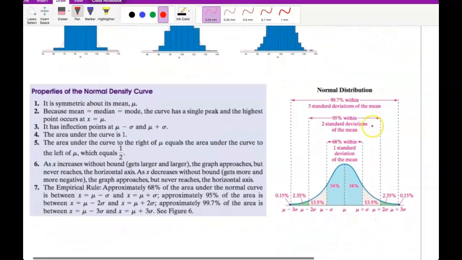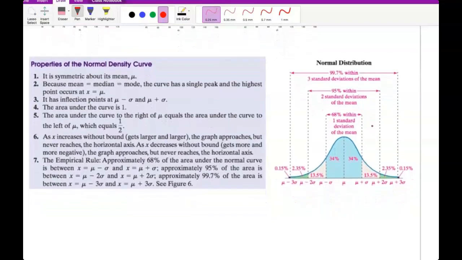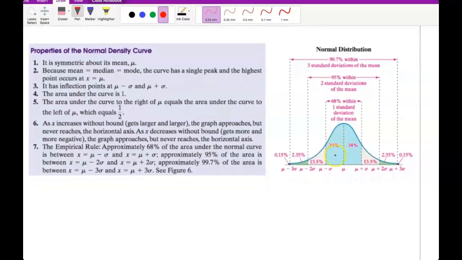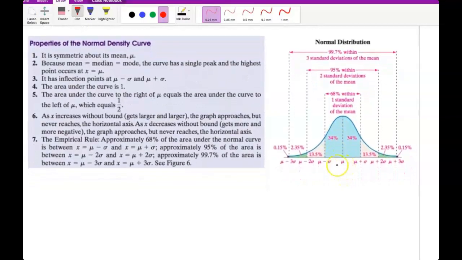Okay, now on this part we have the empirical rule again, but here we're calling this the normal distribution. If you remember, in between we have the mean. Then within one standard deviation, the probability for that part is 68%. Within two standard deviations is 95%, and within three standard deviations is 99.7%. And the rest of it, on the left we have 0.15%, and the same thing on the right, 0.15%.